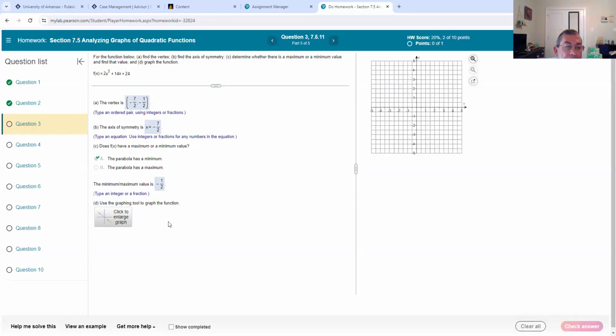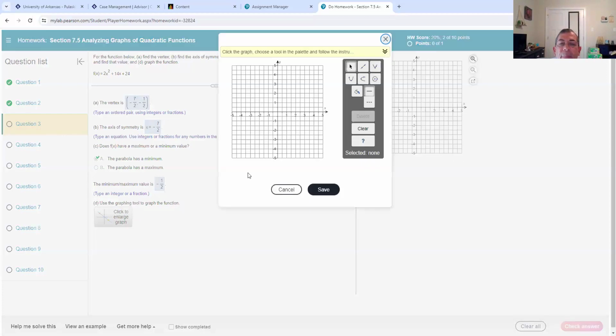All right, y'all, so I'm going to click to enlarge the graph. Pick my parabola. Now notice this is set up as halves. You got negative half, negative 1, negative 1.5. If you was to turn negative 7/2 into a decimal, you'd get a negative 3.5. So I'm going to go left to negative 3.5. And then that negative 1/2 would be a negative 0.5. So I'm just going to bring that down once.